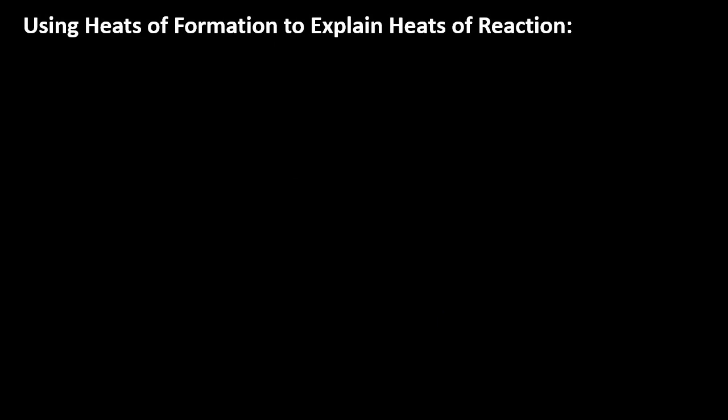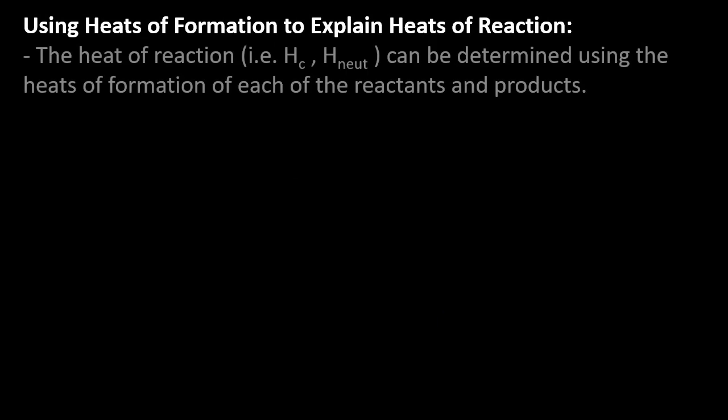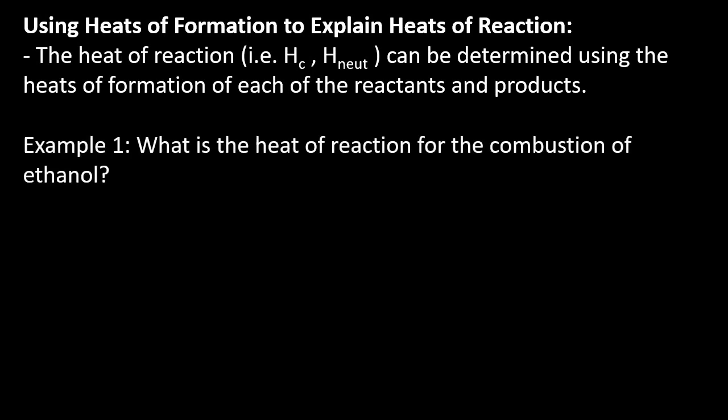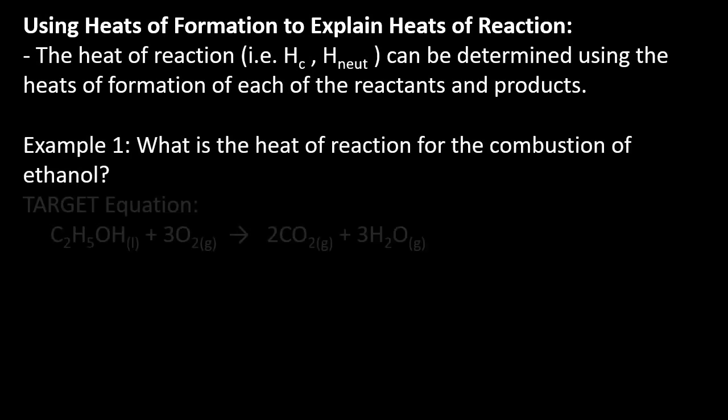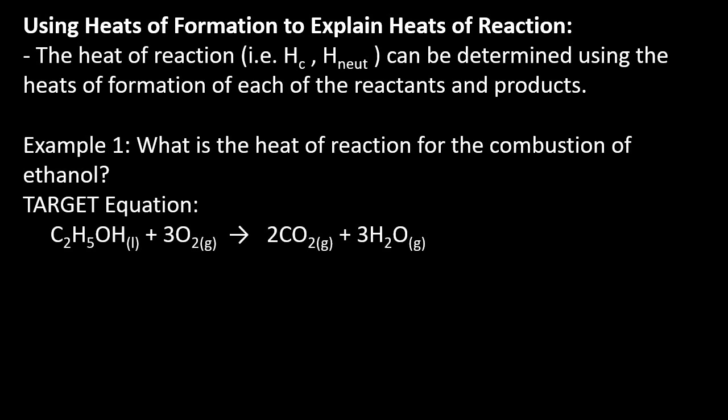So how do we use heats of formation to explain heats of reaction? Well, we use a version of Hess's law. And we can use it by summing the heats of formation of all the reactants and products and combining them mathematically. If we use an example, what's the heat of reaction for the combustion of ethanol, C2H5OH? The balanced chemical reaction is written as such.